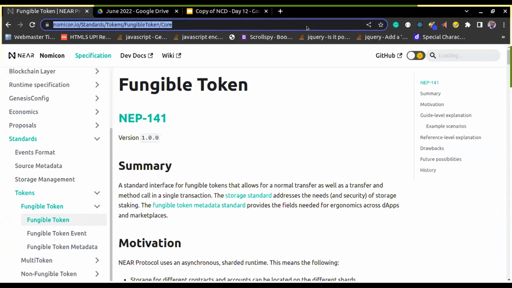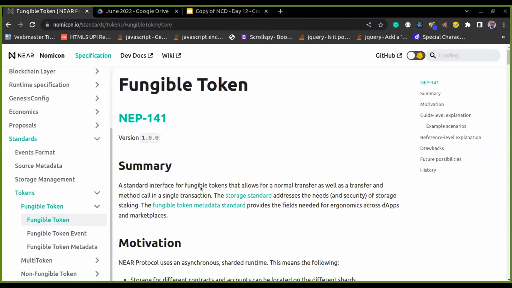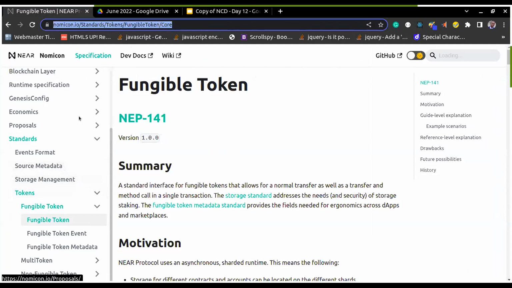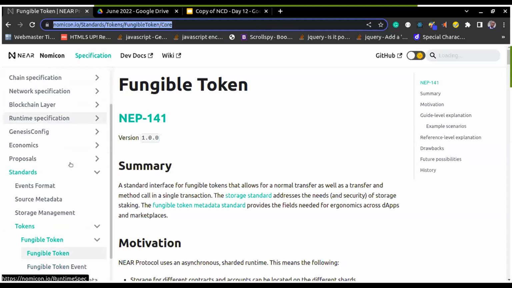So I'm just going to share this link in the chat again, nomicon.io. It contains almost everything you need to know about the NEAR protocol blockchain. Once you click on that link, you should be able to see the page I'm sharing right now, and many other things you can read related to the NEAR protocol blockchain. If I scroll on my left sidebar, there's the NEAR protocol specification and some other terminologies, data structures and all that. So there's everything you can learn about the NEAR protocol blockchain over here, right?